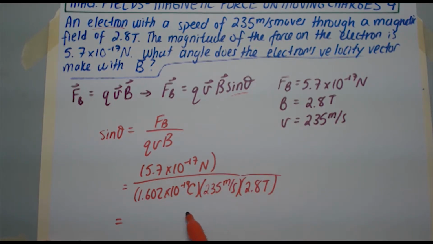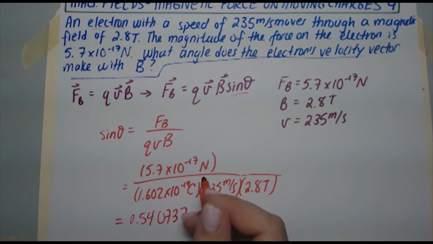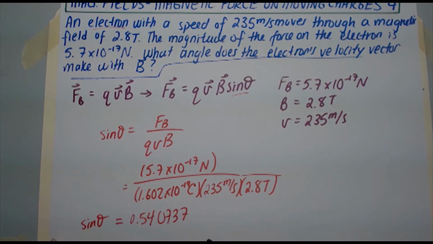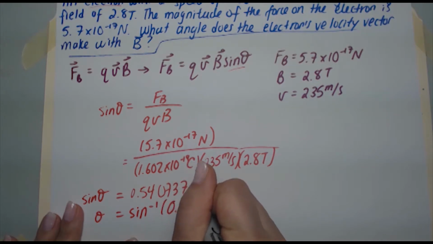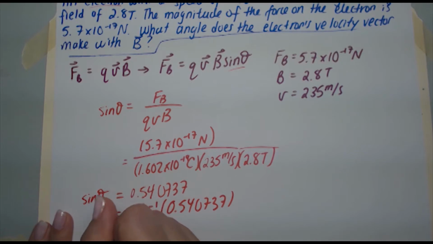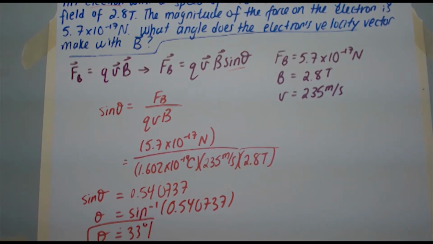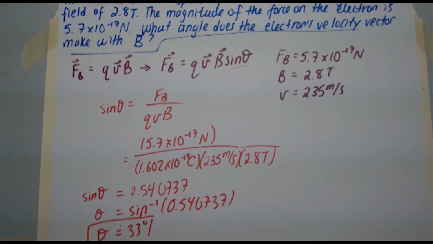Now this is going to return some number, and it has to be between -1 and +1. Otherwise you won't be able to take the inverse sine of it. And when you do this, you actually do get a number between -1 and 1. So sine theta is equal to 0.540737. Therefore theta is equal to the inverse sine of 0.540737, and this turns out to be approximately 33 degrees. So the angle of the electron's velocity vector with the magnetic field is about 33 degrees. And that is actually it for the problem.